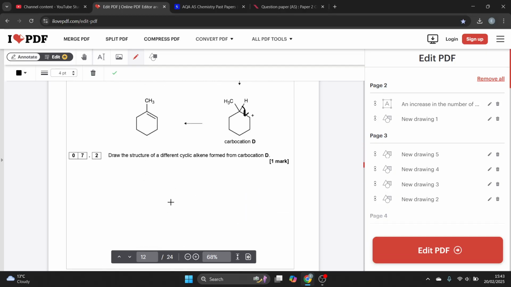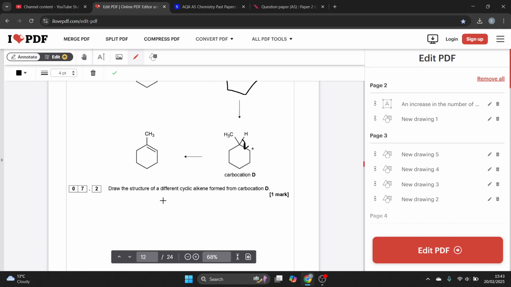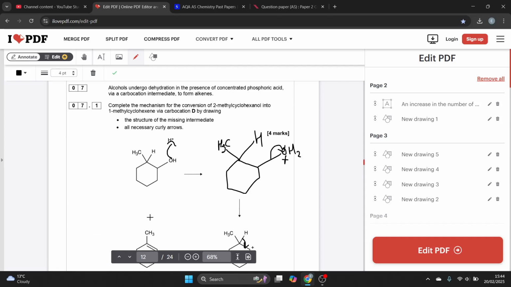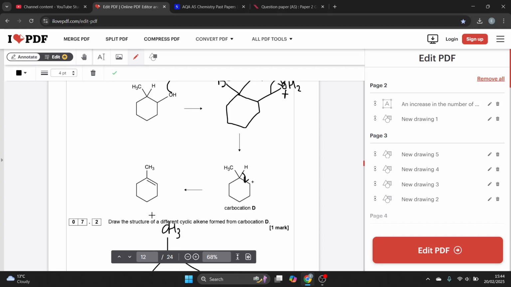The structure is different, a cyclic alkene formed from carbocation D. Well, instead of that happening, the double bond could, yeah, the only other way is that you've got this, but the double bond's here.